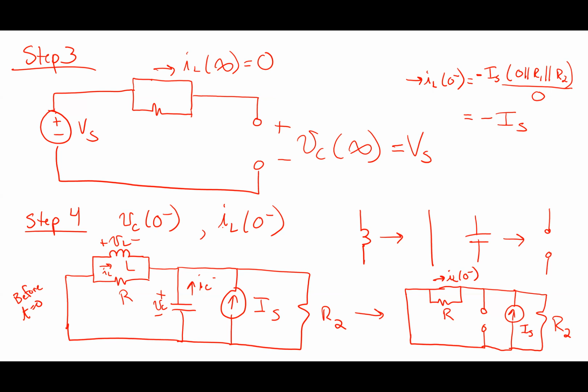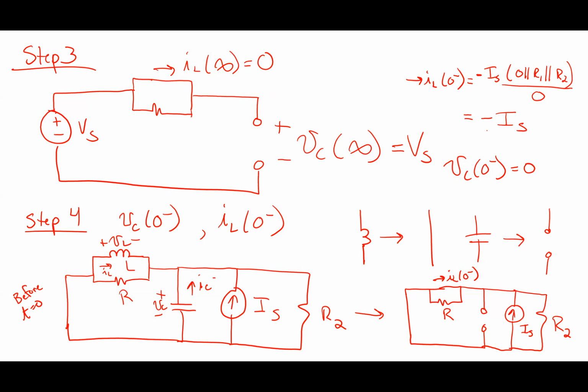That's the kind of thing that if you're not paying attention to your directions, I see a lot of people say I sub L is equal to I sub S, right? But you've got to stay consistent with the direction that you chose at the beginning. Okay. So that was a long way of saying we have V sub C of 0 minus is 0, and I sub L of 0 minus is negative I sub S.